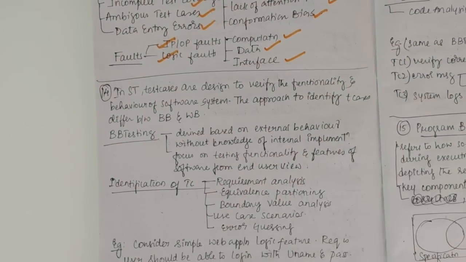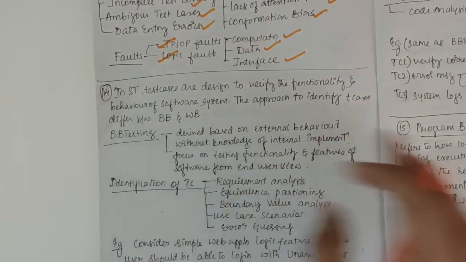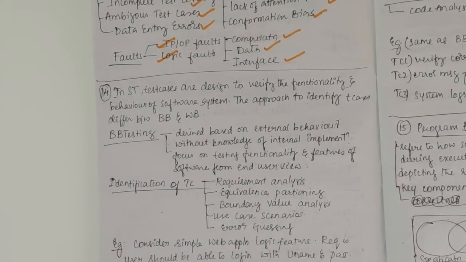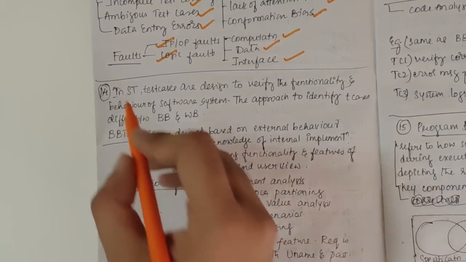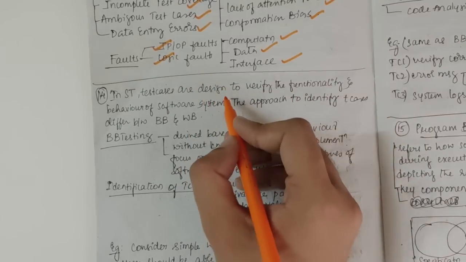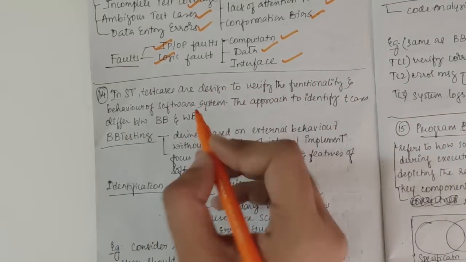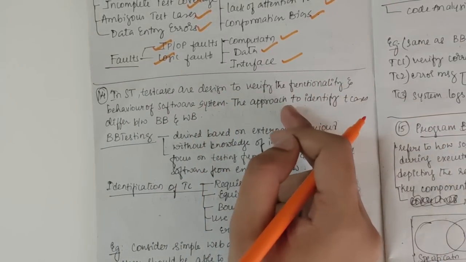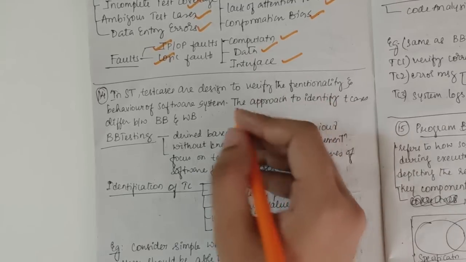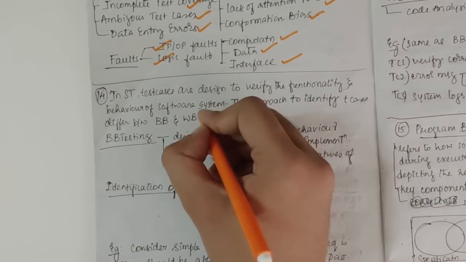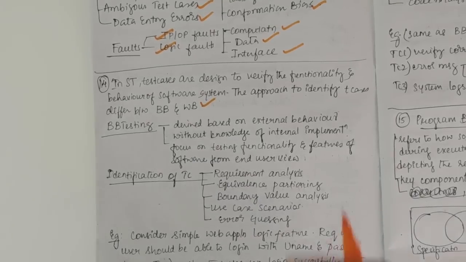Next, moving on further, in test cases, this question is related to identifying the test cases with respect to black box testing and white box testing. How will you identify which test case to derive? Okay, so in software testing, test cases are designed to verify the functionality and behavior of a software system. So the approach to identify the test cases differs between black box and white box testing. Let's look into them one by one.